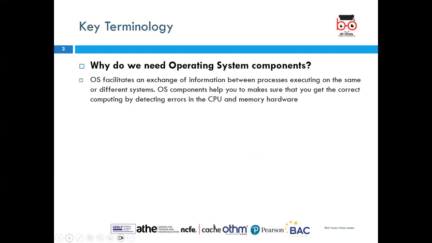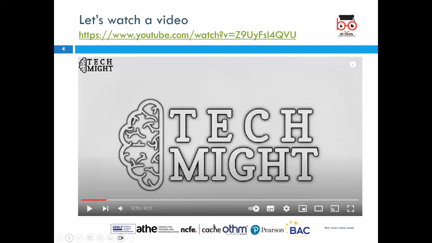Right. So I think this concept we've already explained yesterday, but we will now look into the definition. What do we mean by operating system components? An operating system facilitates an exchange of information between processes executing on the same or different systems. Operating system components help you to make sure that you get the correct computing by detecting errors in the CPU, memory, and hard drive. So the definition tells us what is the main purpose of an operating system and how it helps our CPU performance.